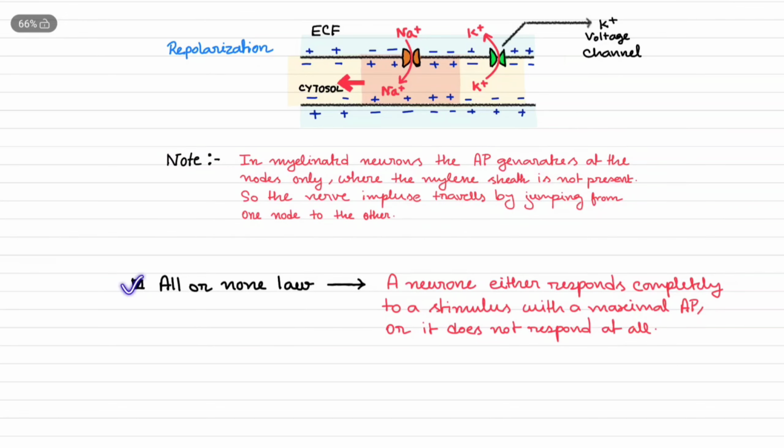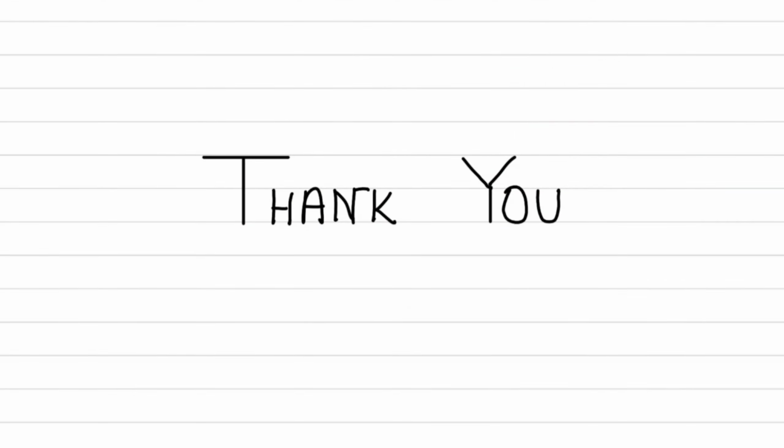There is a law called all or none law. It means a neuron either responds completely to a stimulus with a maximum action potential, or it does not respond to it at all.